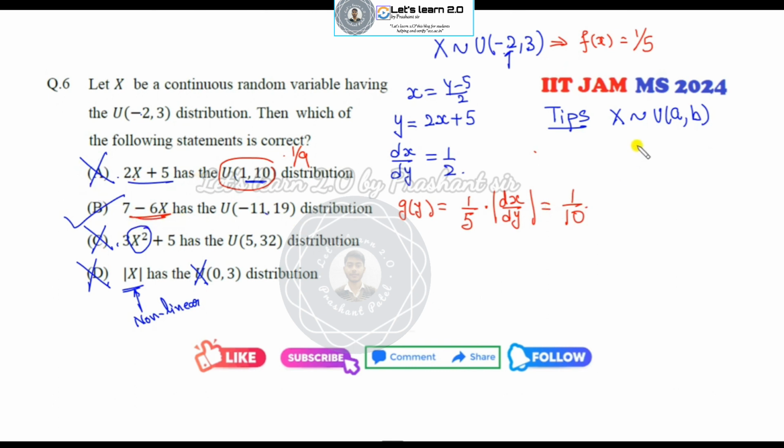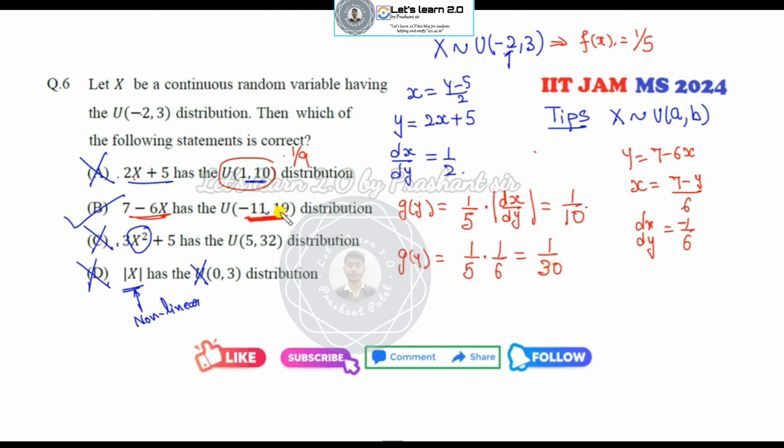It again cancels out. For this case, if I take y as 7 minus 6x, what is the value of x? It is 7 minus y over 6. Dx over dy will be minus 1 over 6. So what is the g of y? PDF 1 over 5, times the absolute value of dx over dy, 1 over 6. That is 1 over 30. And you can see the PDF is also 1 over 30.